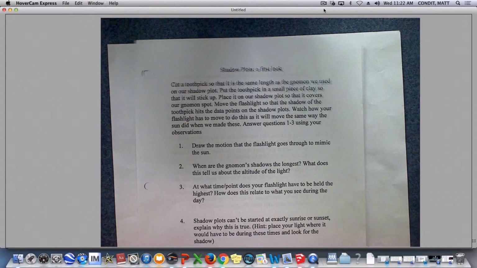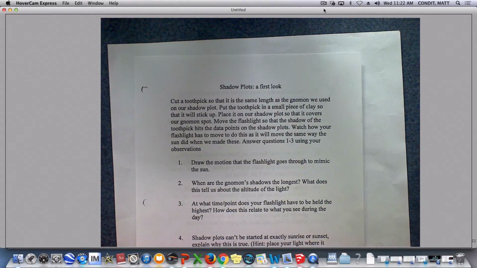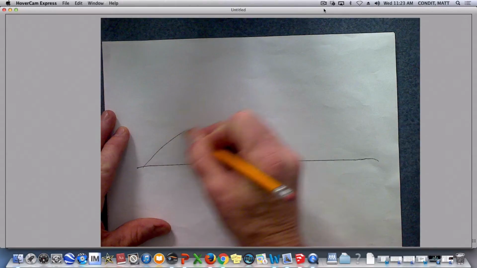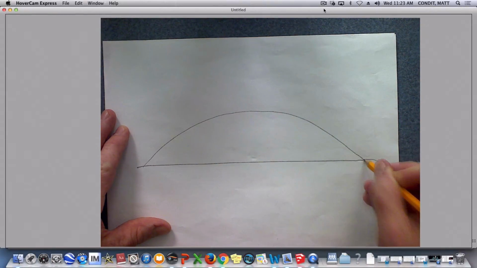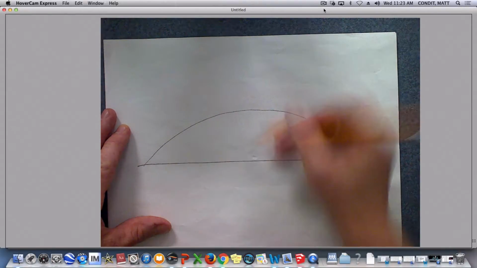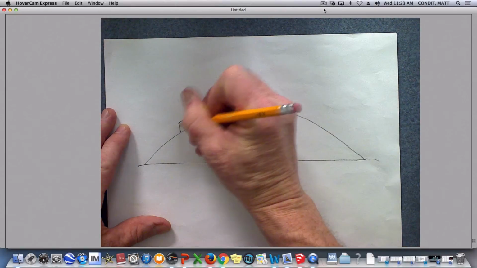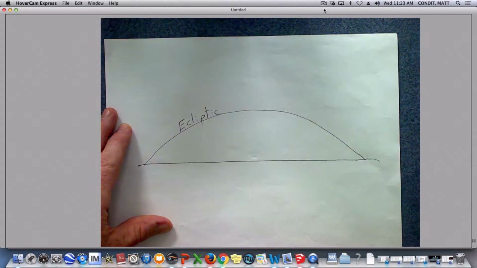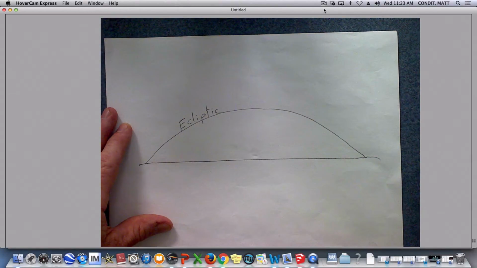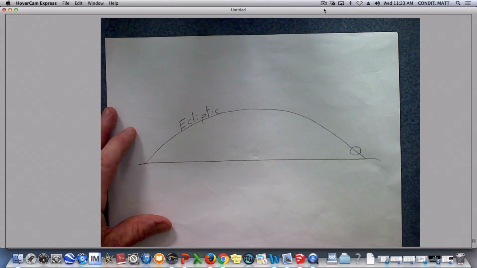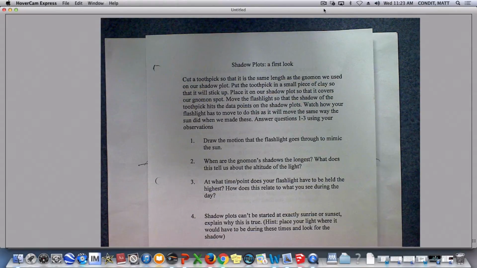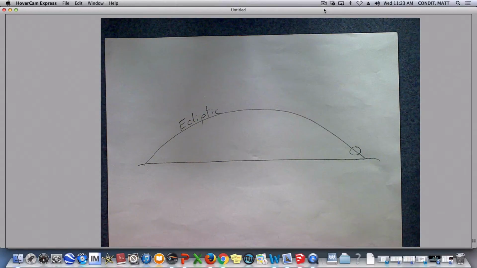We came to the conclusion that the motion of the sun, as well as the motion of our flashlights, if this is the ground, follows an arch. And that arch has a name, and that name we call the ecliptic. The ecliptic is an imaginary line, much like the equator or the orbital plane. But if the sun left a trail as it went through the sky, that trail would follow the ecliptic. And so this was the motion that it goes through. It's this arched motion that we call the ecliptic.